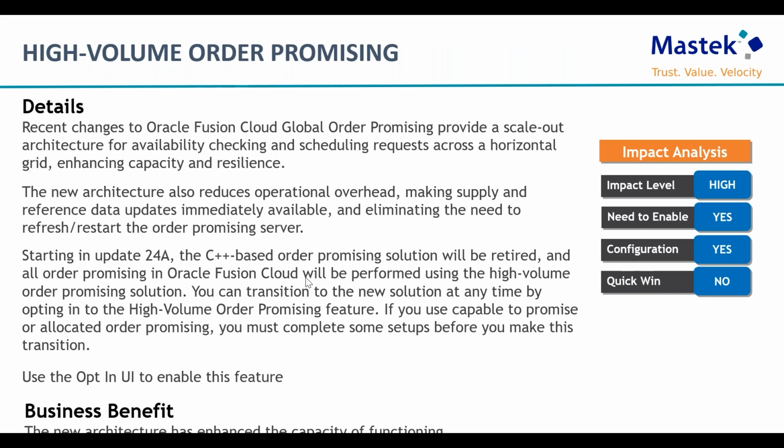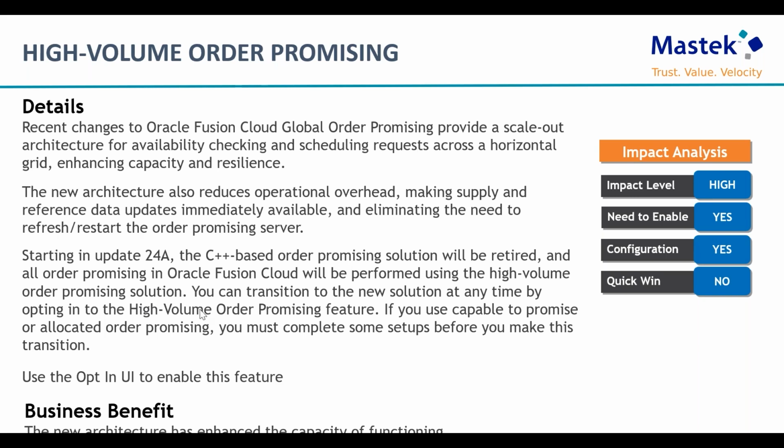Another update in terms of global order promising: there have been certain changes in recent quarters to scale out the architecture of the global order promising module to have a horizontal grid and also scale capacity. This new architecture reduces a lot of operational overhead, making supply and reference data updates immediately available. This way, you don't need to do any refresh and restart of global order promising anytime, because the data is always synced in. Just as a heads up to everyone, starting 24A, the C++ global order promising, which is the prior architecture, will be retired, and all order promising in Oracle Fusion will be performed in this new high volume order promising architecture.